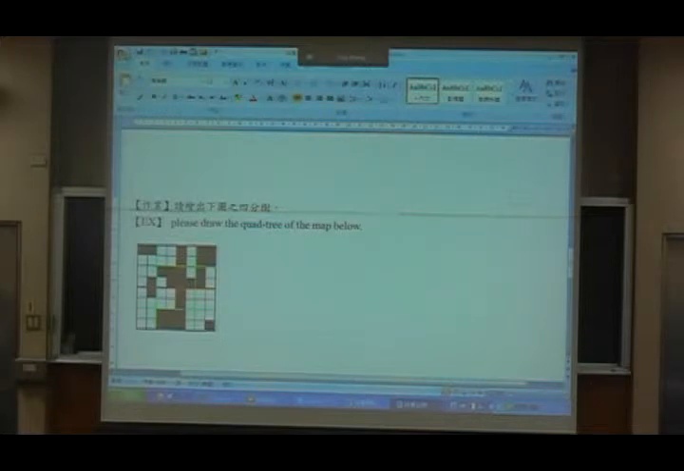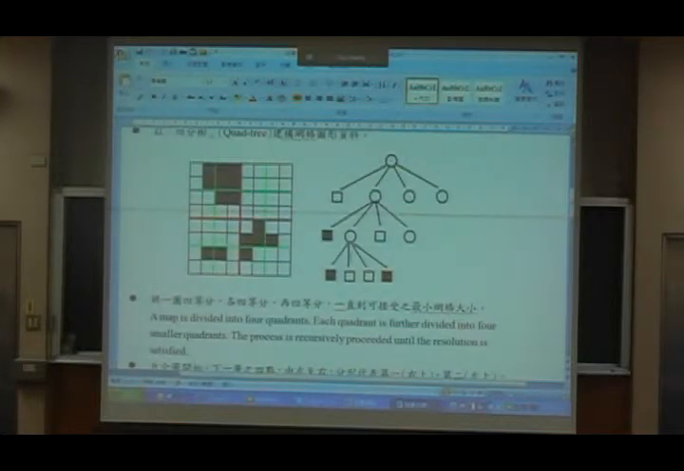The portrait, the procedure, how to construct the portrait. Okay, I will say it again. The top circle represents the whole map. And since in this map we have white cells and black cells, we represent it as a circle.